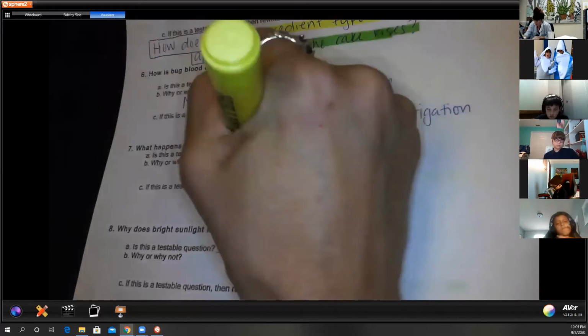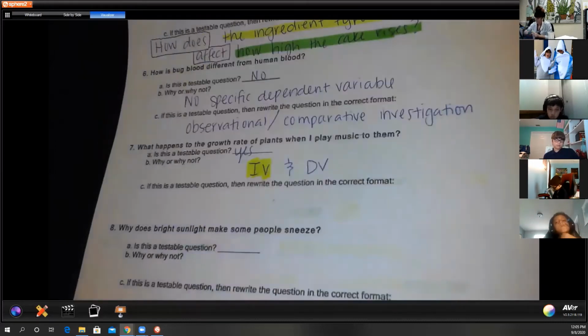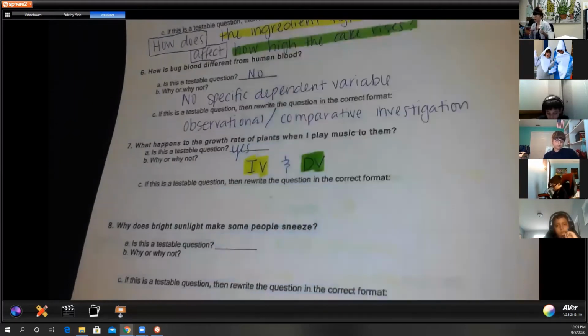Andrew? Music? Yeah, not the type of music, just whether or not I play music. Yes. This is actually the perfect example of a control group versus experimental group. The control group is the group that gets no music, because the normal thing is that plants don't listen to music, right? My experimental group is the group that gets the music.